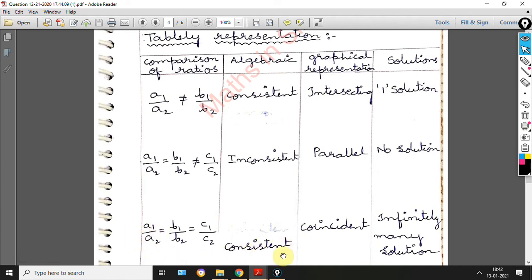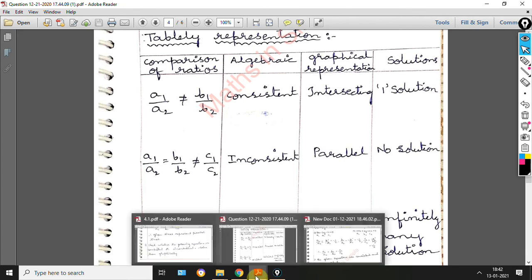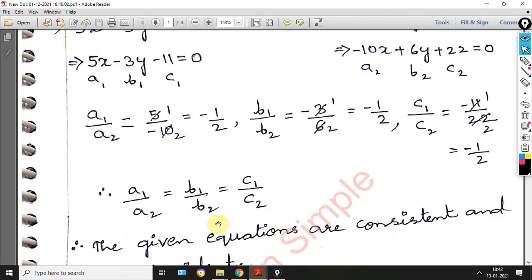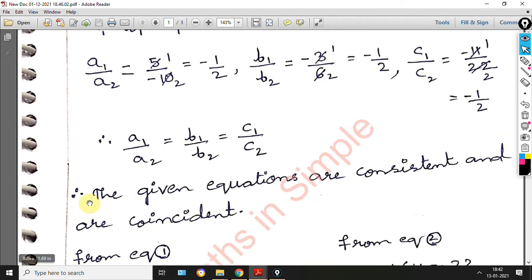It means they are consistent, and the graphical representation will be coincident. There will be coinciding, meaning one line will come on top of the other. In the graph, one line will come on the other line. Therefore, the given equations are consistent and coincident, meaning they are lying one above the other.